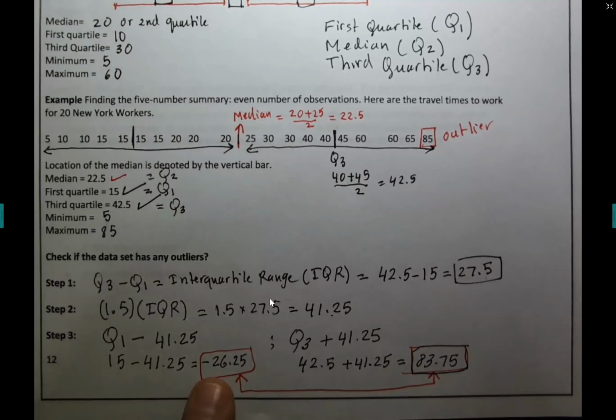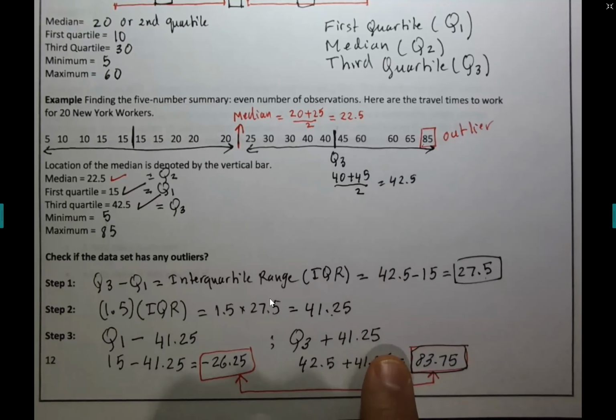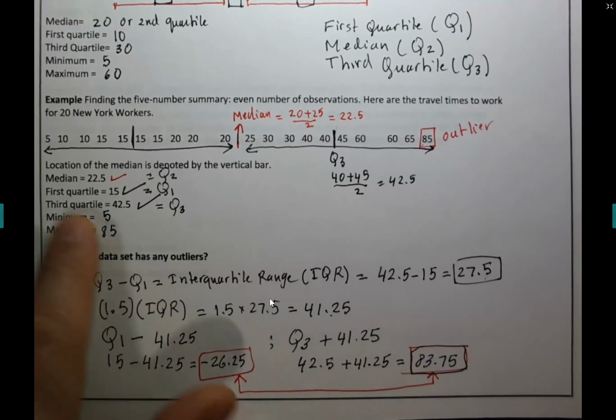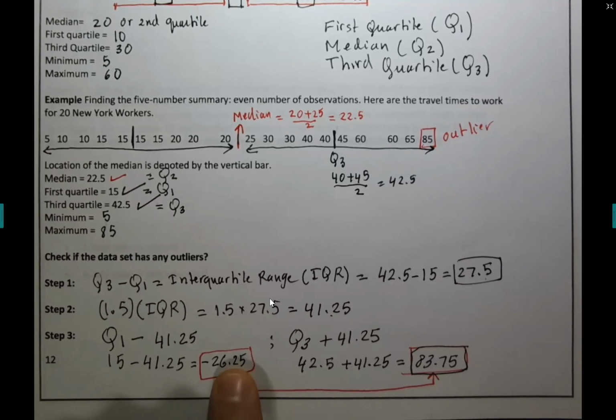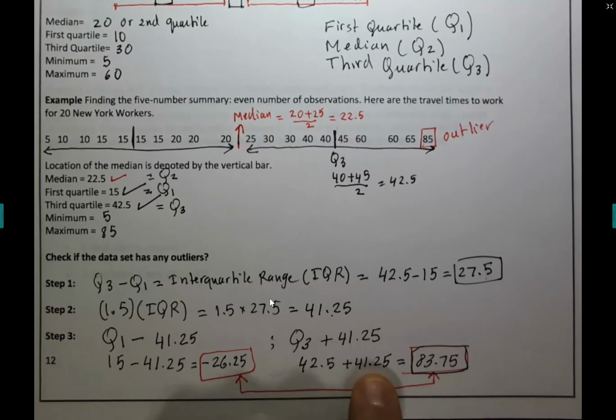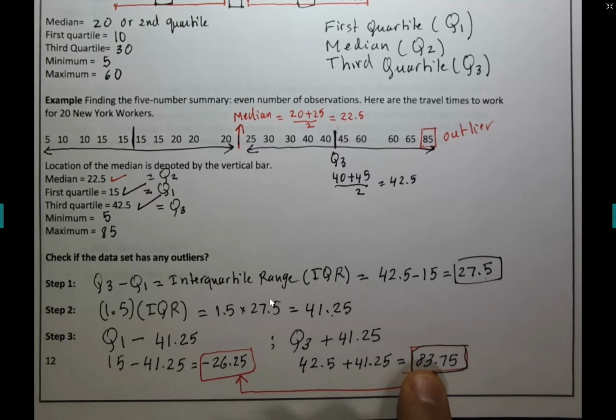As long as the numbers are between those two values that we came up with, they're not outliers. So if some students were wondering about 5, well, 5 is not an outlier, guys, because it's within the range. The only one we almost missed, we were not even going to miss it, but we did. 83.75, well, actually 85 is bigger than that, so it is an outlier.